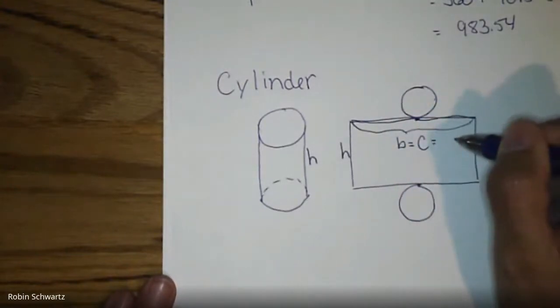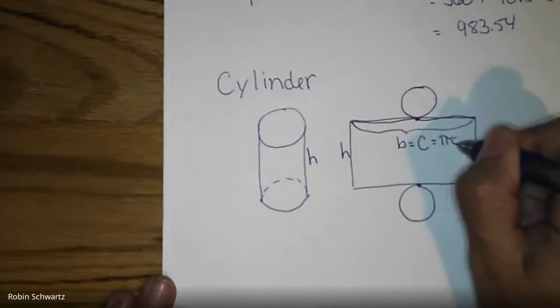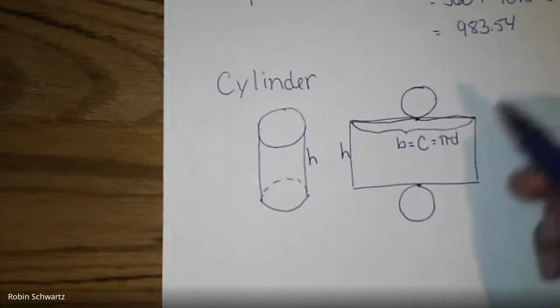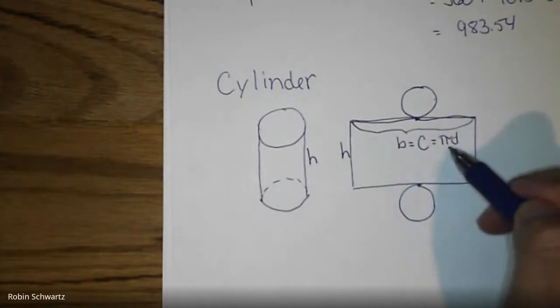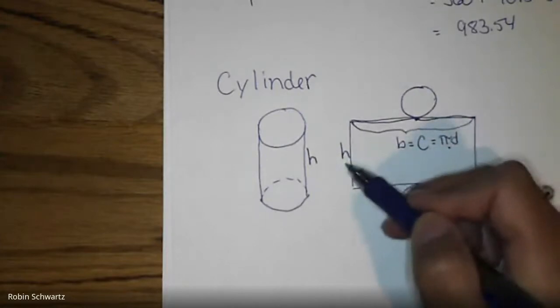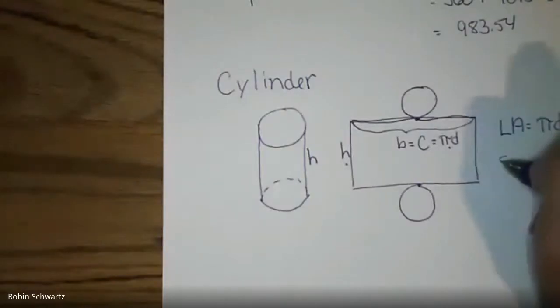And if you remember the circumference of a circle, that's just pi times diameter. So to get the area of this rectangle, it's pi d, because that's the base, and the height is h. So the LA formula for a cylinder is just pi d h. That will get you the area of the rectangle.